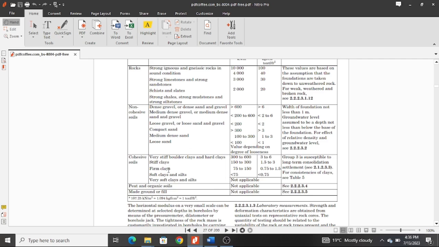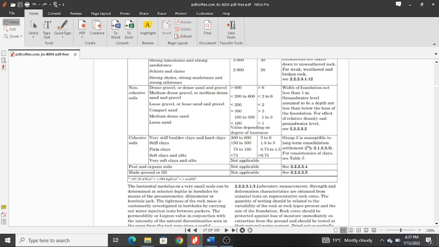This means there was very little gravel or sand in that soil. Therefore, because it was also very well compacted, we considered the use of stiff clays, or very stiff boulder clays and hard clays, because it has a lot of clayey material. And then here you also have these remarks. Group 3 is susceptible to long-term consolidation settlement, and you can see this clause of this very code to understand what that means.